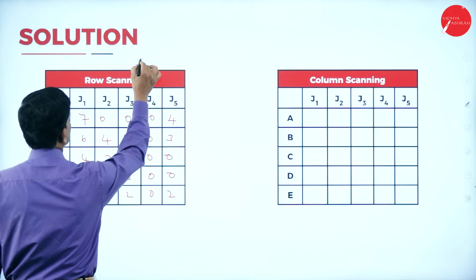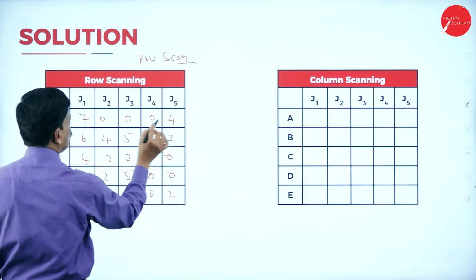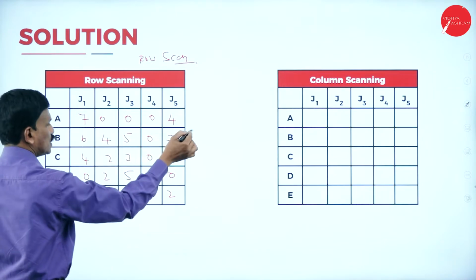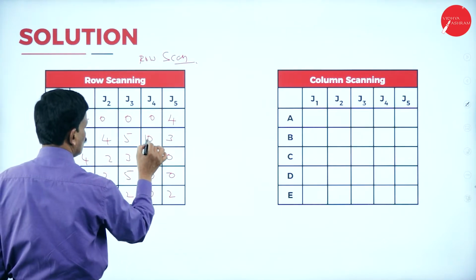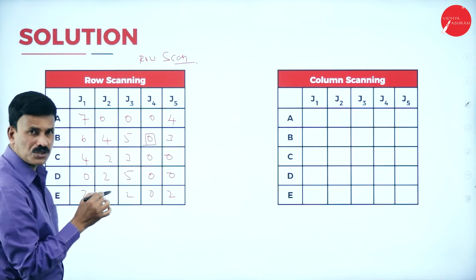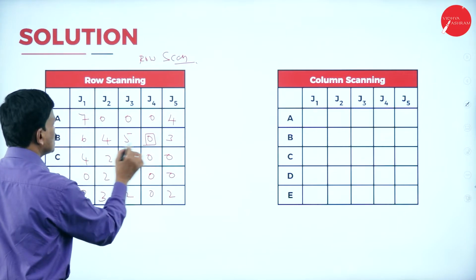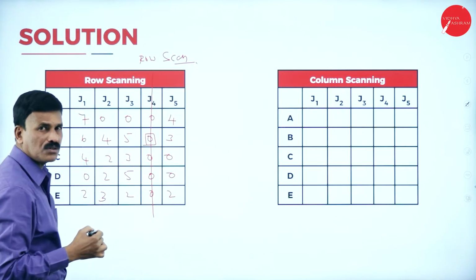Now come to row scanning. Here the number of zeros are more, so we can leave this. Come to row 2. Here the number of 0 is only one. While scanning the row, we can cancel the column. This column is cancelled. Okay.